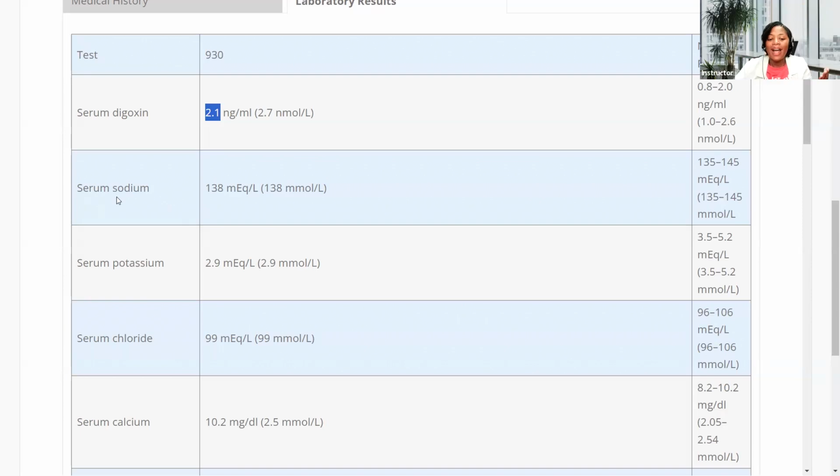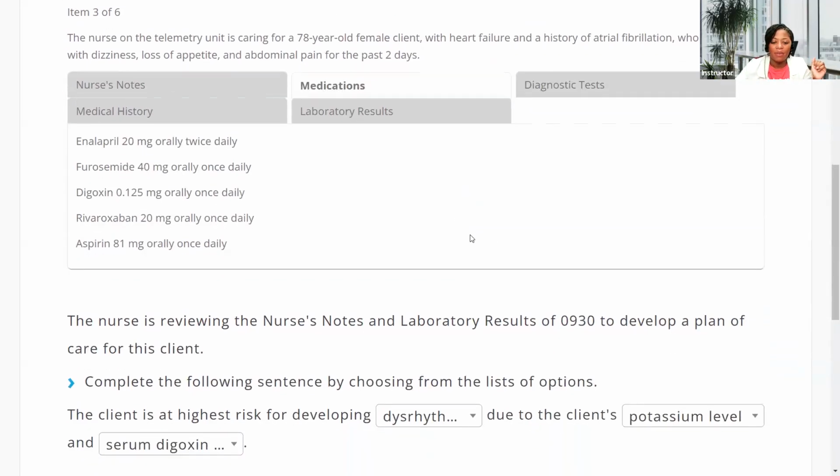But why would she have low potassium? And it came in through the chat. Yulia said it. Why would this patient have a low potassium based on the medication she's taking? What's causing her to get rid of the potassium based on the medications?